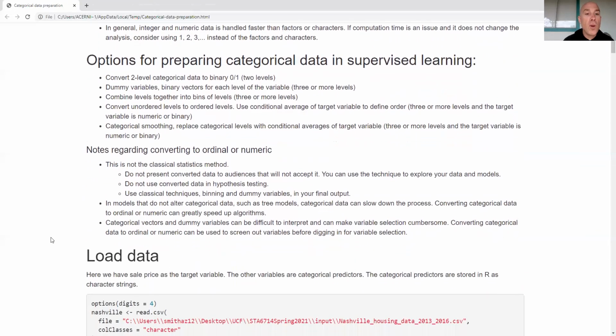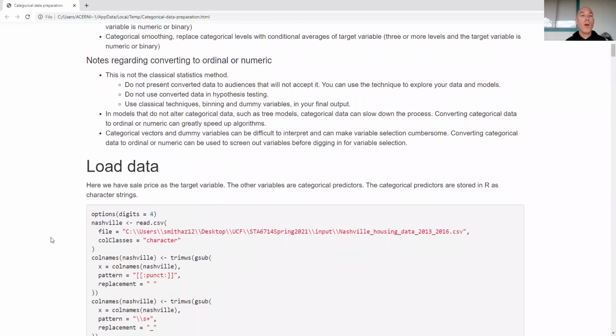All right, so some notes regarding converting to ordinal or numeric. This is not the classical statistics method. Do not use this if you have old statisticians evaluating your work. Do not do this if you're working in actuary. Do not do this if you're working with financial oversight stuff. The people who look at it will absolutely have an aneurysm. Don't do it. Do not do categorical smoothing with people who will not accept it.